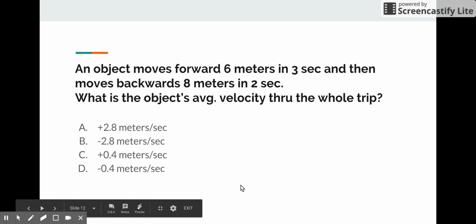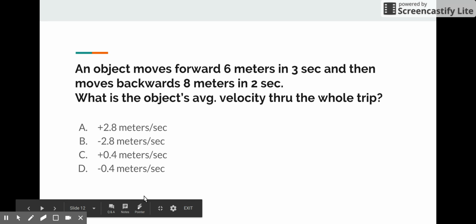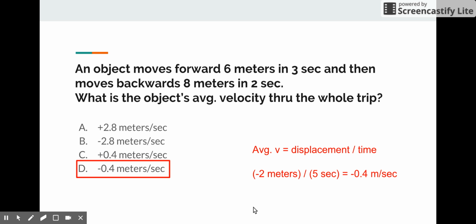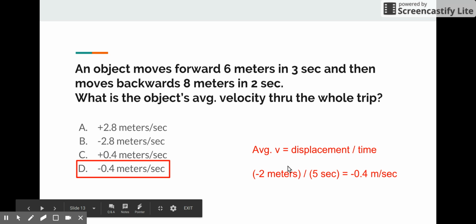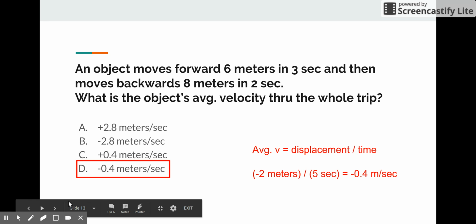Same motion, but now the question is for the object's average velocity through the entire trip. Velocity is a vector, right? So it includes direction. It is your displacement over time, which was negative 2 meters, but that was covered in a total of 5 seconds, which is equal to negative 2/5 or negative 0.4 meters per second.